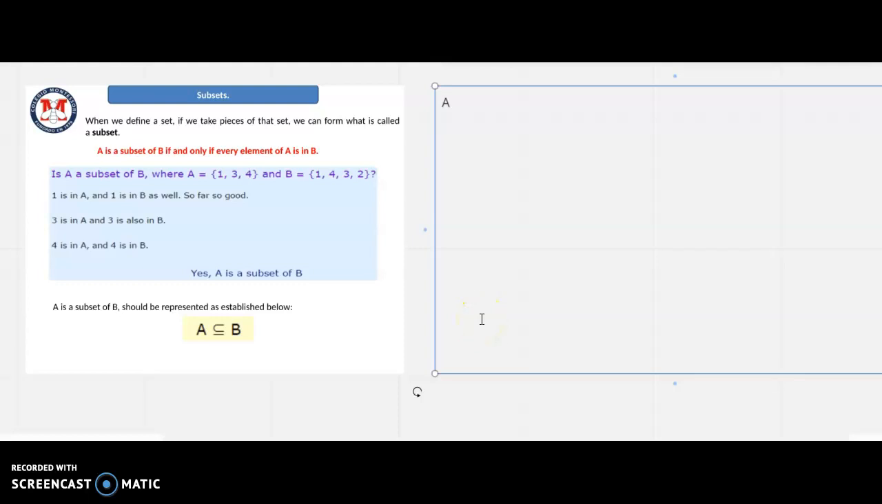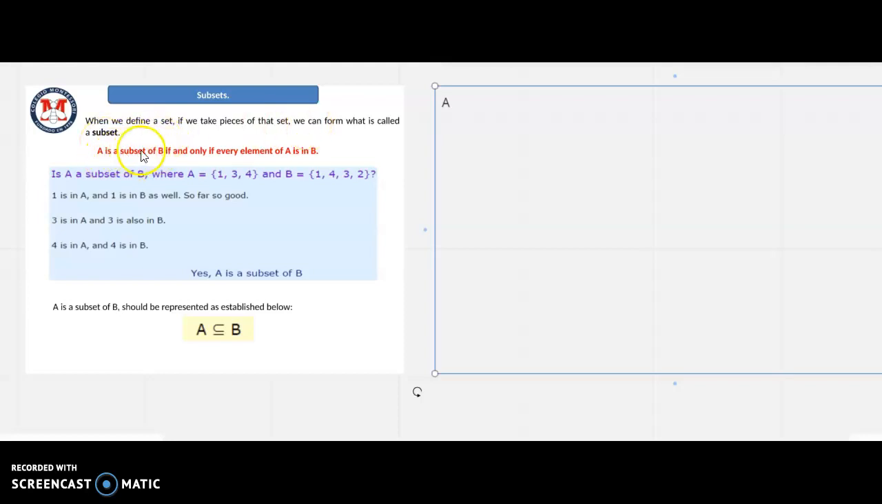So here we have a new video about sets. Okay, and now we're going to talk about subsets. So we will see what a subset is, and we'll see some examples. So first of all, we are going to see the definition of subsets. When we define a set, if we take pieces of that set, we can form what is called a subset.